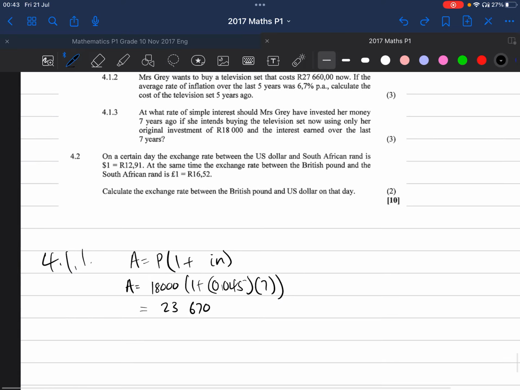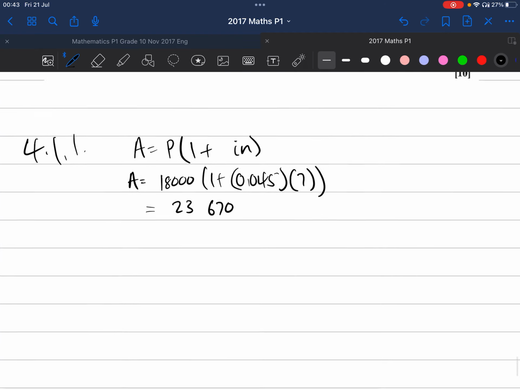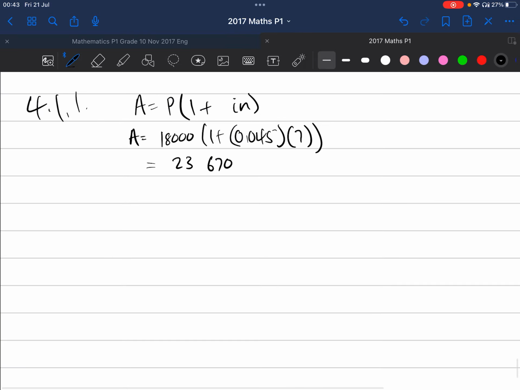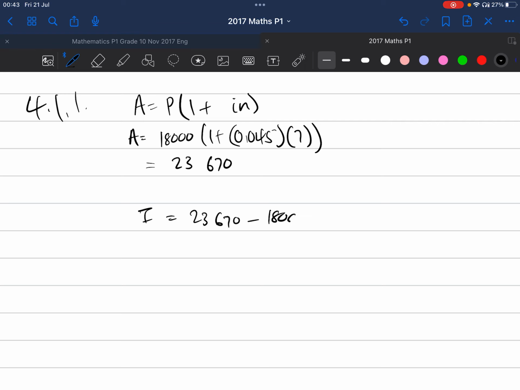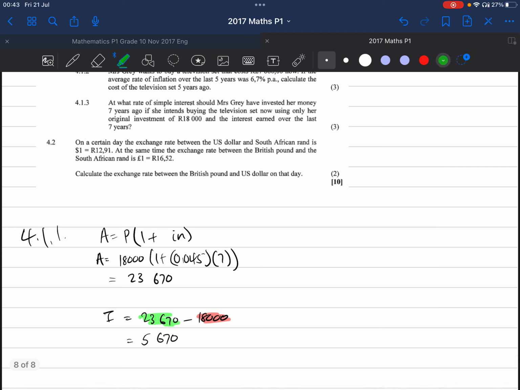But now remember what I said, this term A here is the total amount in the bank account, but the question specifically asked for how much interest she's earned. The interest is whatever is on top of the original amount. So the interest would equal 23,670 minus 18,000, because this is how much she started with and this is how much she ended with. So the interest is the difference between those two, and that gives you 5,670 Rand. And that's the right answer there.